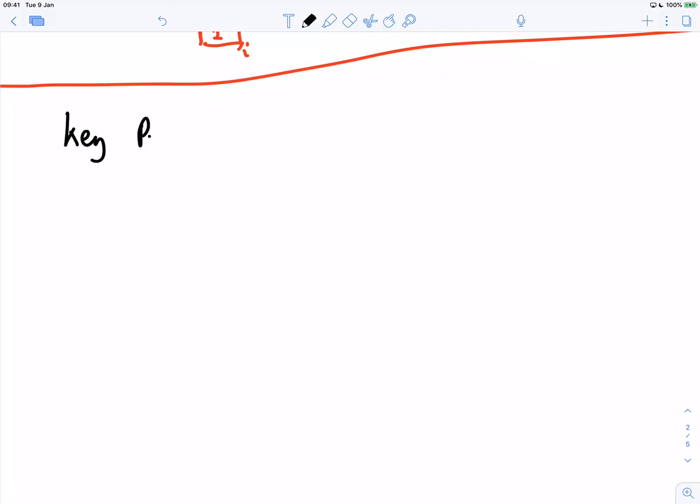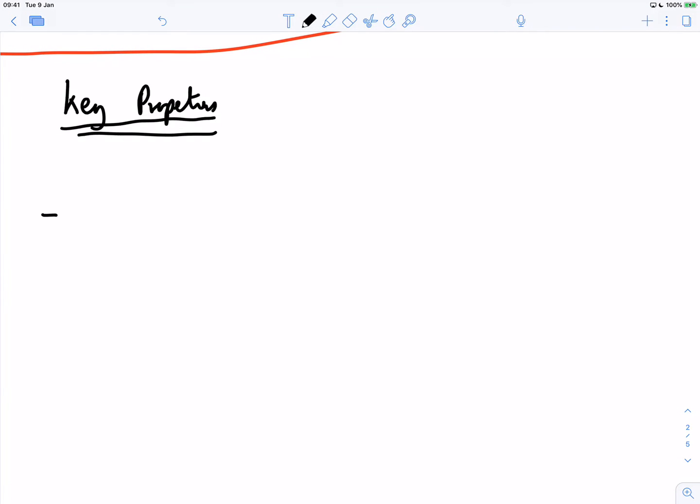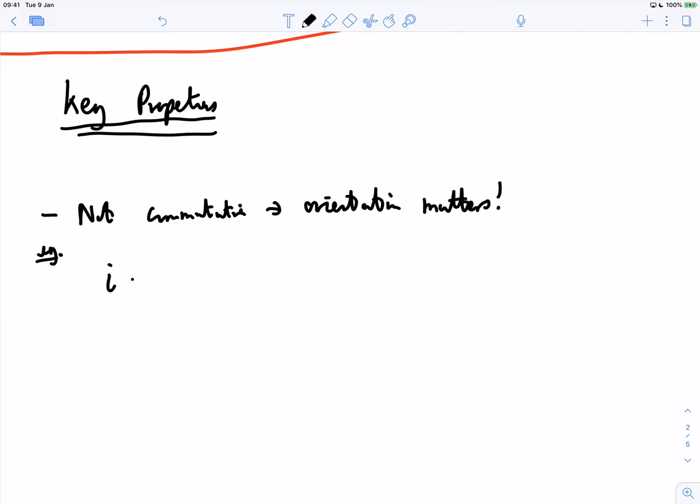Key properties. First of all, it's not commutative, and that is, orientation matters. So what do I mean by that? If I do i cross j, that will give k. But if I do j cross i, the other way around, that will give negative k. So the order matters.